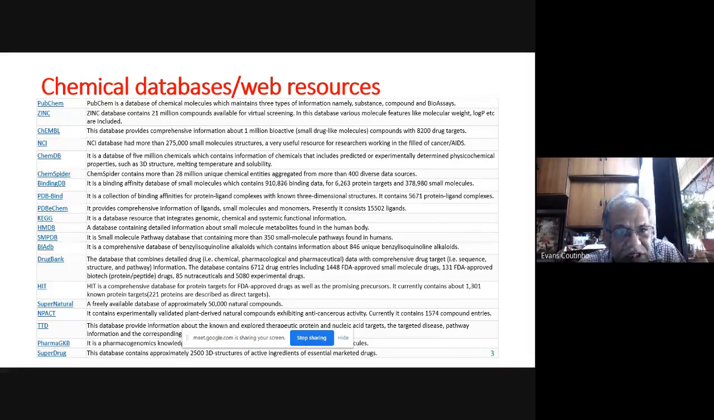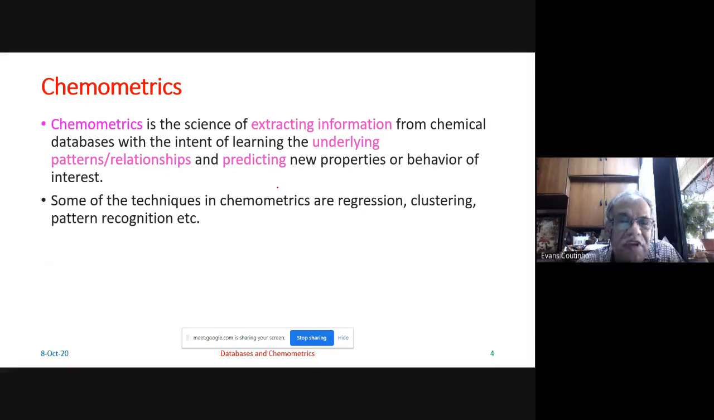But how do we extract the useful information? How do we glean from these databases what is important in order to design and discover new drugs, new small molecule entities? One of the ways of doing this is chemometrics. Chemometrics, as defined here, is the science of extracting information from chemical databases with the intent of learning underlying patterns, relationships, and predicting new properties or behavior of interest.